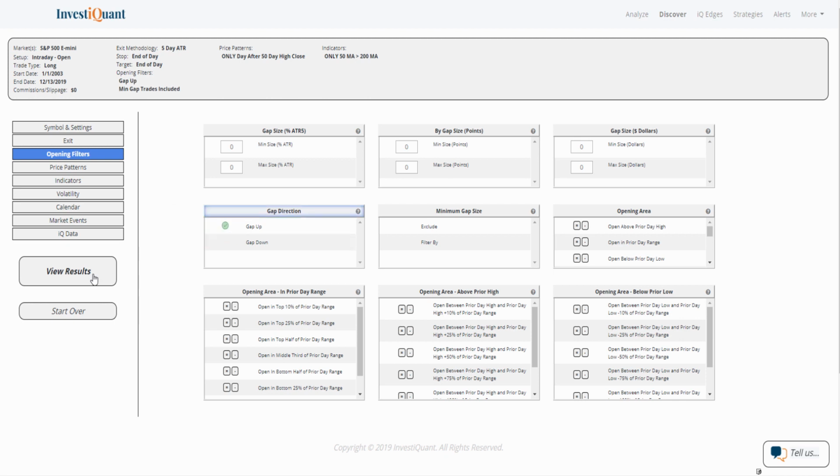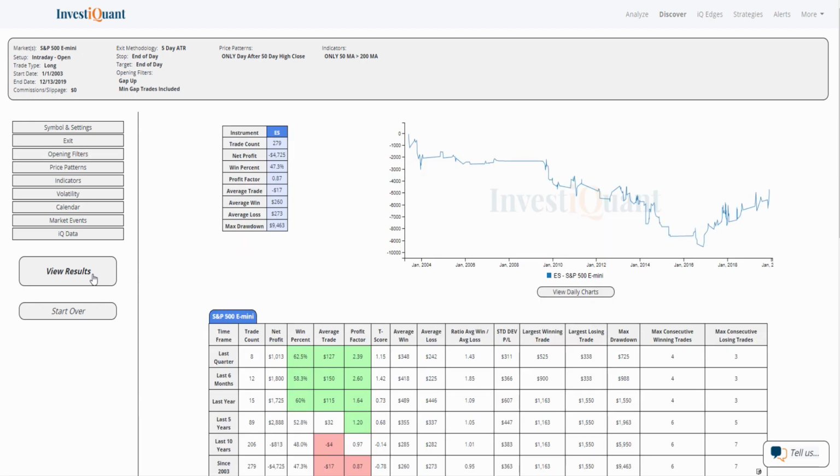I'm going to select gap up here first, run it again, and you can see the equity curve here, not pretty at all. We still have a good amount of samples. The win rate is down to 47%. Before it was closer to 55 for the overall sample size. So the up gaps going long are not attractive here after this 50-day high close in a bull market.